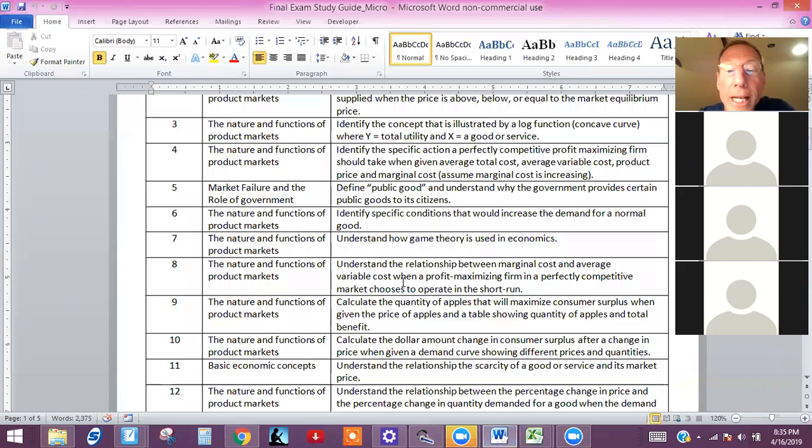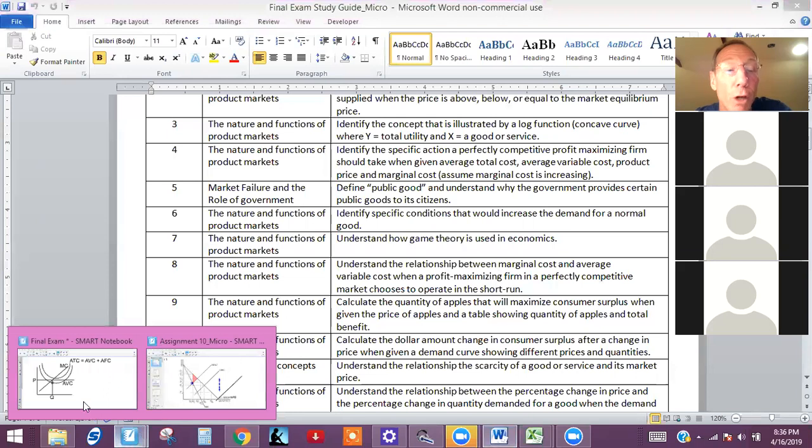Because the key here is marginal cost equals price. So when you see marginal cost right here, that's synonymous with, or the same thing as saying, price when it's a profit maximizing firm in a perfectly competitive market. So we're really asking what's the relationship between the price and average variable cost. Well, price needs to be above or equal to for them to operate in the short run, okay? And you've learned that, right?